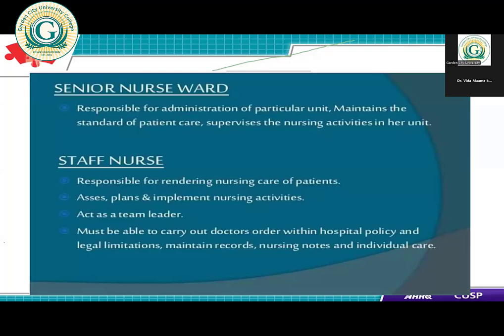And you know what staff nurses do? They are responsible for rendering nursing care of patients. They assess, they plan and implement nursing activities. They act as a team leader, must be able to carry out doctors' orders within hospital policy and legal limitations, maintain records and nursing notes and individual care. So the functions of the ward nurse are many, as you can see.